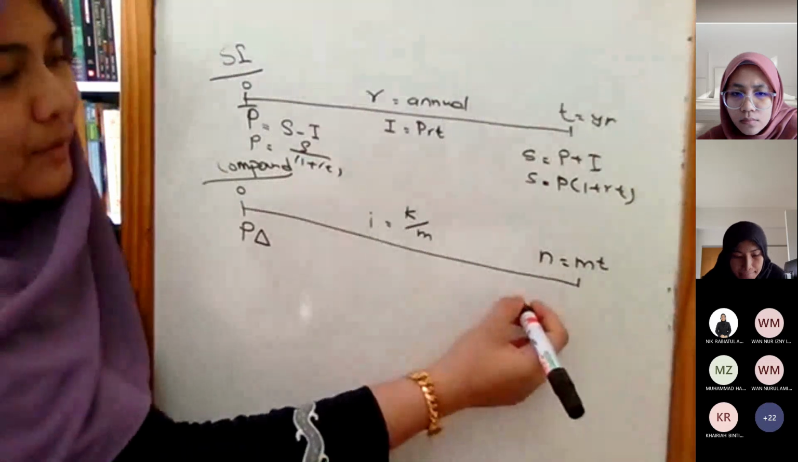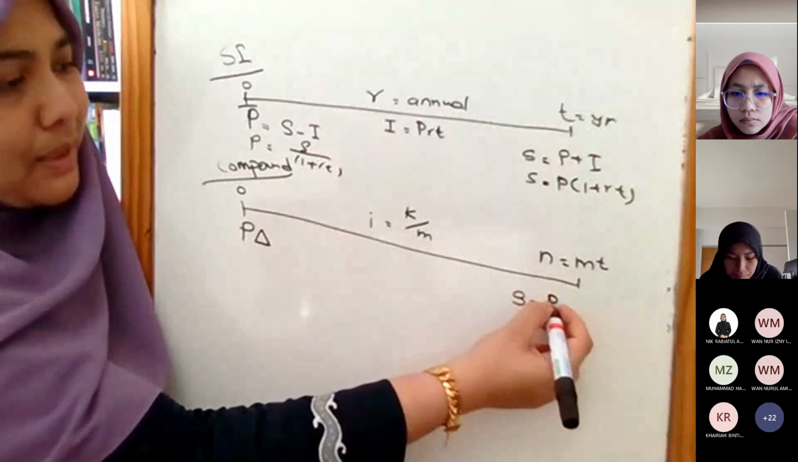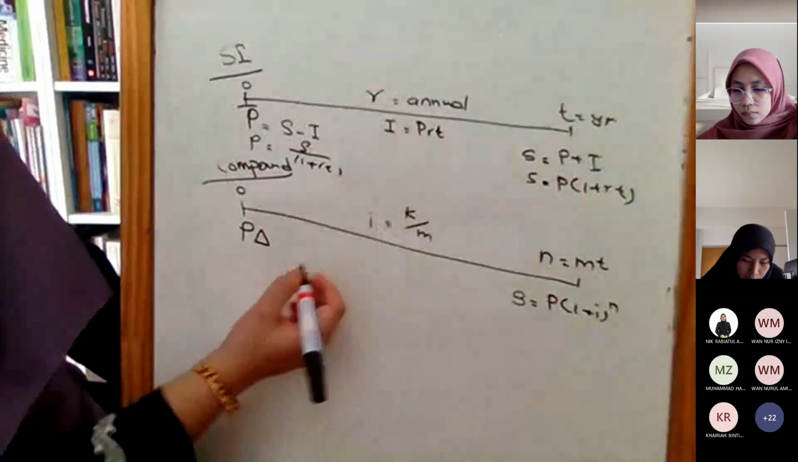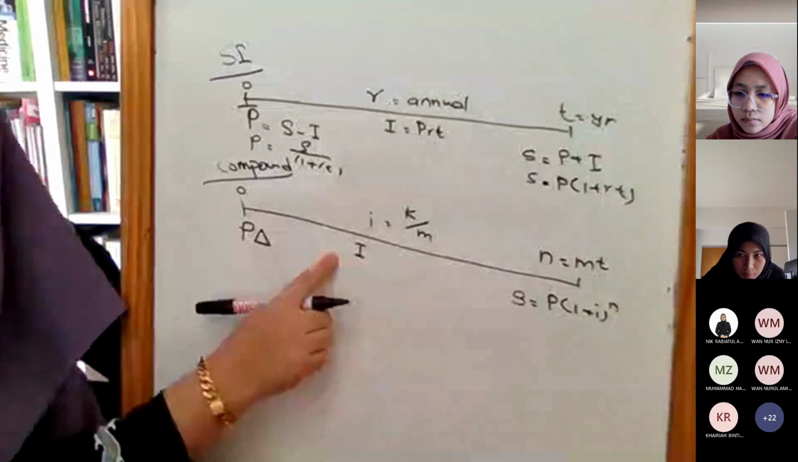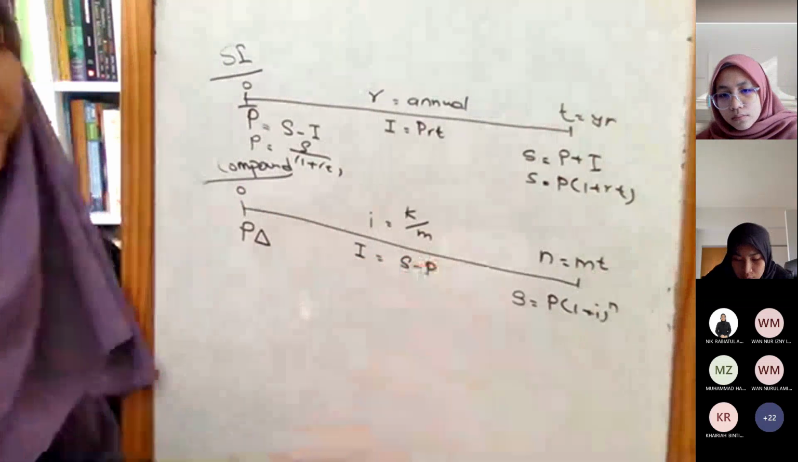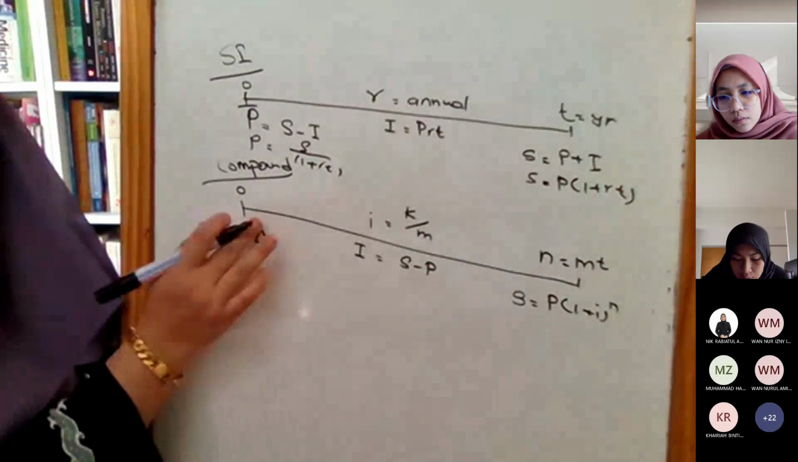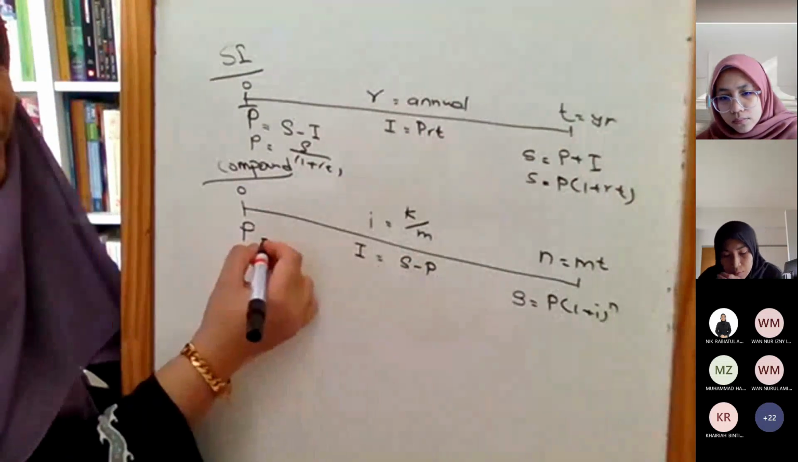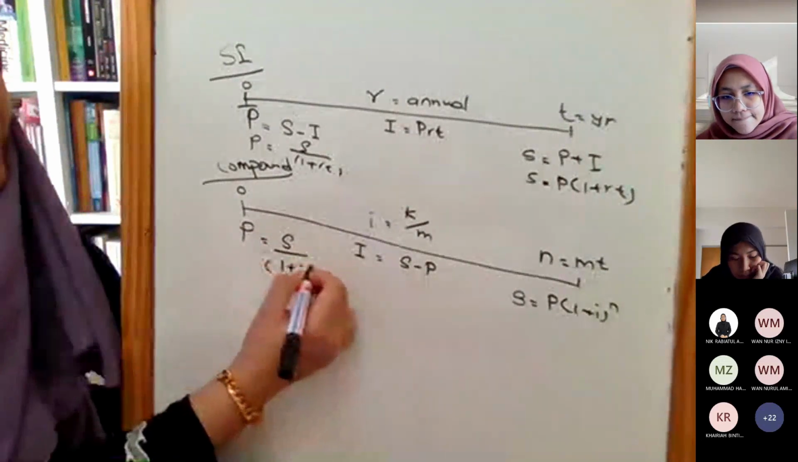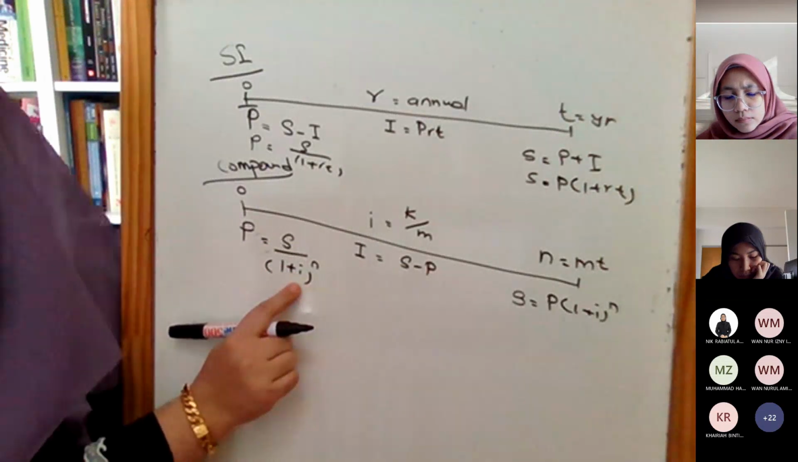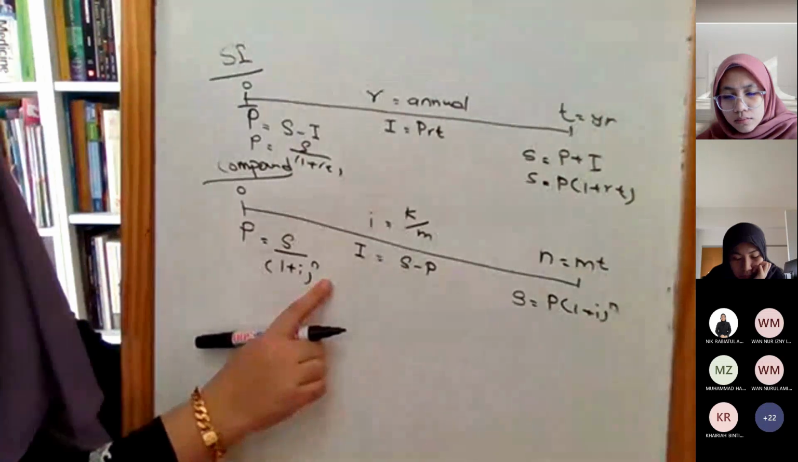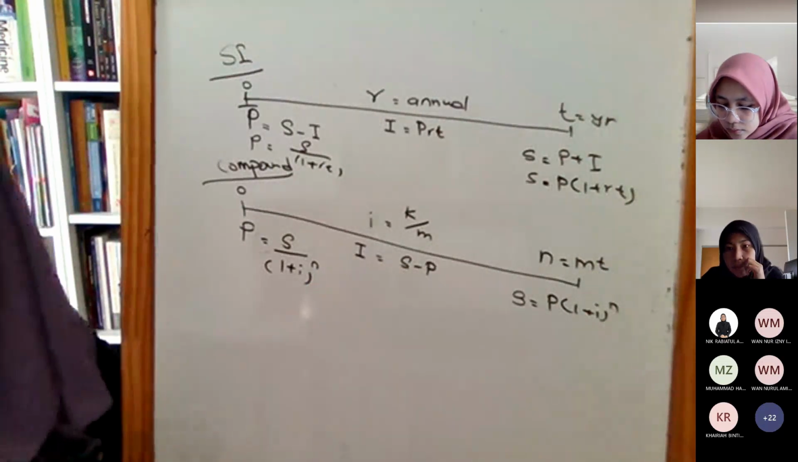Where you could find the future value simply by P(1 + i)^n, and indirectly you could find the total interest for compounding interest from future tolak dengan principal, right? P, from here, indirectly P is your future divided by (1 + i)^n, where i is still your k over m and your n is still your m times T. Itu adalah apa yang kita dah belajar from simple and compounding, right?